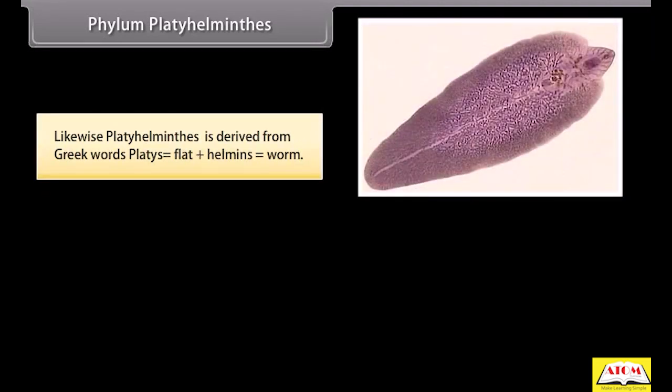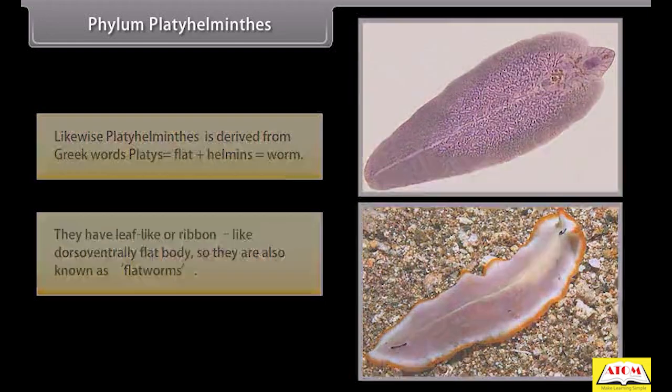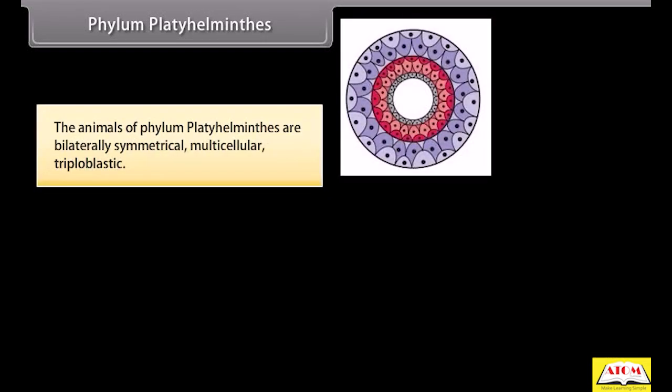Phylum Platyhelminthes. Likewise, Platyhelminthes is derived from Greek words platys, flat, plus helminths, worm. They have leaf-like or ribbon-like dorso-ventrally flat body, so they are also known as flatworms. The animals of phylum Platyhelminthes are bilaterally symmetrical, multicellular, triploblastic.